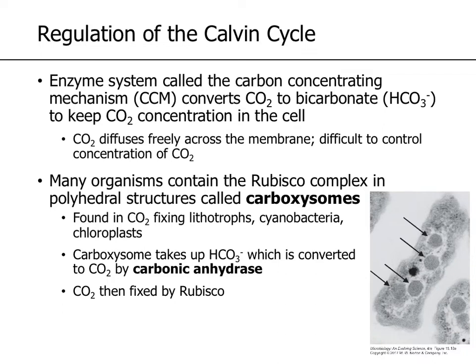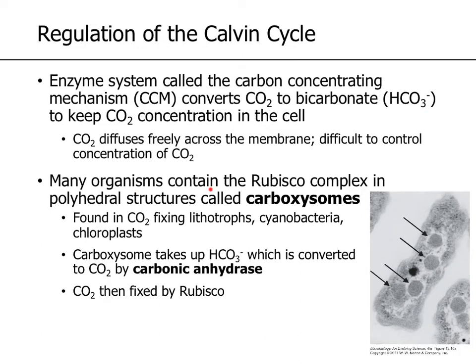All right, so a little bit about the regulation of the actual Calvin cycle. There's an enzyme system called the carbon concentrating mechanism. This converts CO2 to bicarbonate. This is key because this is how the cell actually keeps CO2 in the cell. CO2 can diffuse freely across the membrane. So if the cell wanted to hold on to some CO2 to be able to do these biosynthesis reactions, it actually has to be able to hold on to it somehow, and so it converts it to bicarbonate to be able to do that.